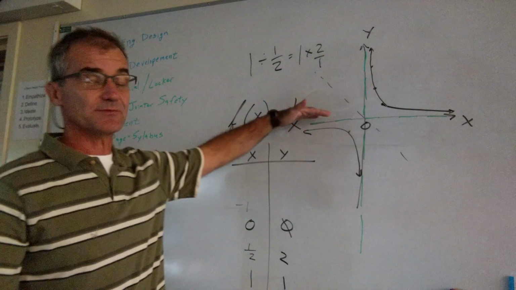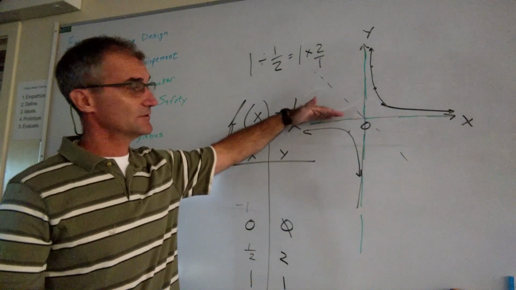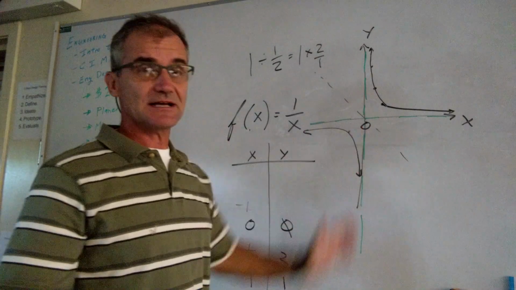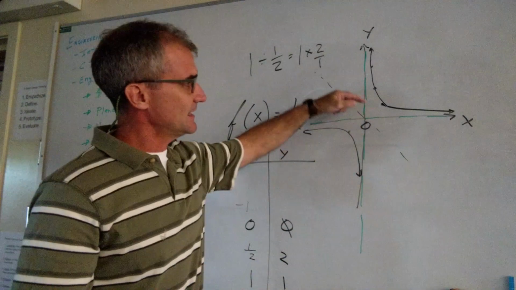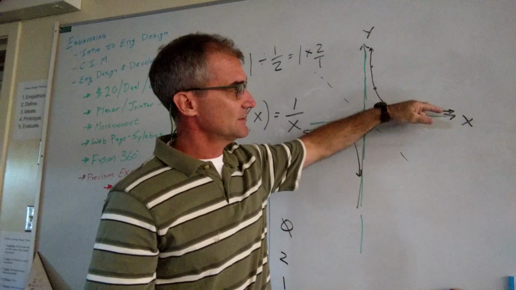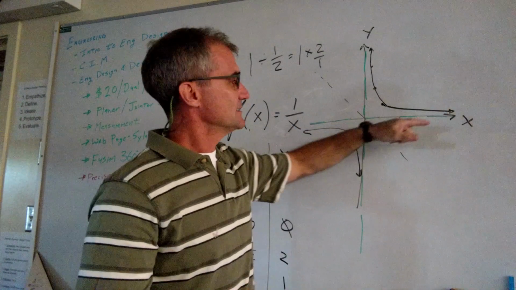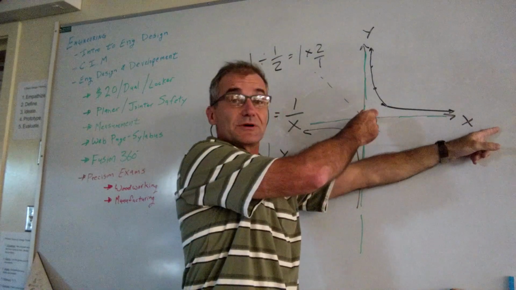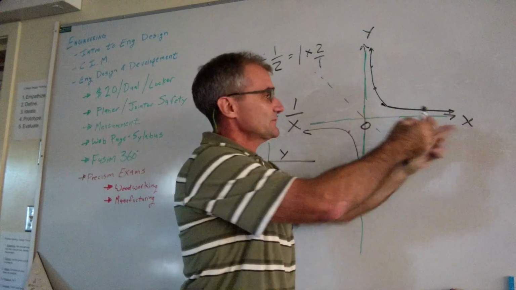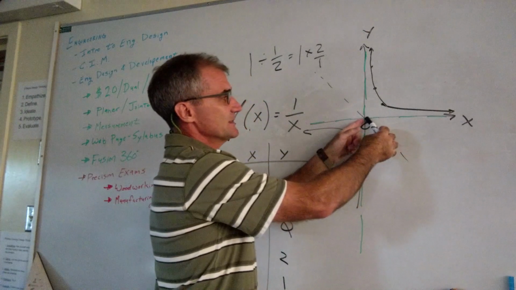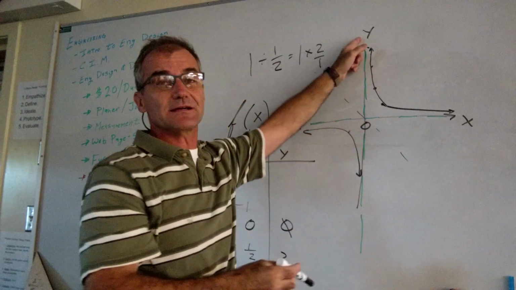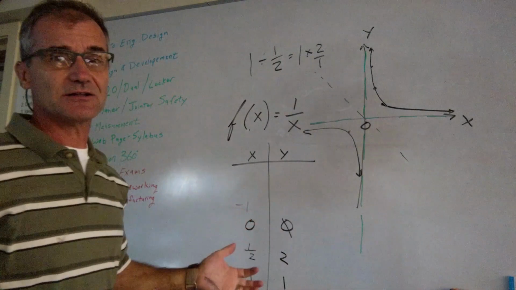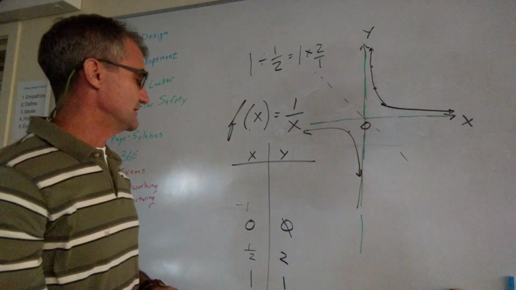My horizontal asymptote is y equals 0. My vertical asymptote is x equals 0. These lines get ever closer, but never actually get there. So as x approaches infinity in this direction, y approaches 0. As x approaches 0 in this direction, y approaches infinity. It's a big idea, but it's really building on all of the math you've done for years.